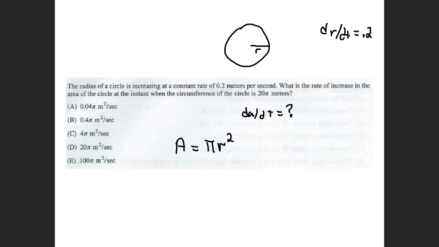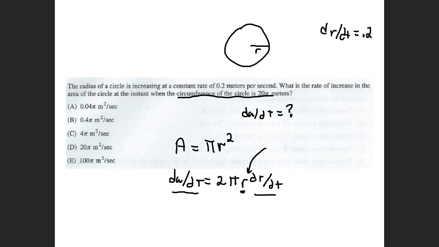Okay, so if I took the derivative of this thing, I end up with dA dt is equal to 2 pi r dr dt. Okay, well, I know dr dt. I don't know what r is, and this is what I'm looking for. So the only thing I need still is this r value, and that's why they gave me this goofy little thing at the end. It says, how fast is the area increasing when the circumference of the circle is 20 pi? Well, circumference is equal to 2 pi r, isn't it? That's the circumference of a circle.